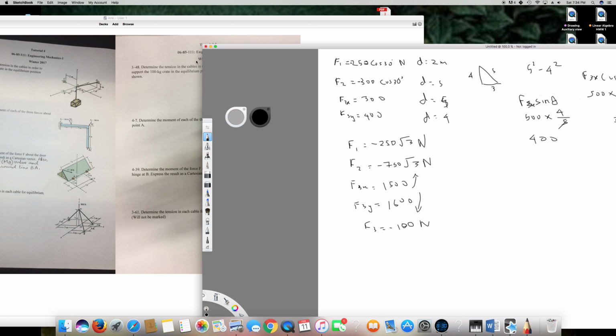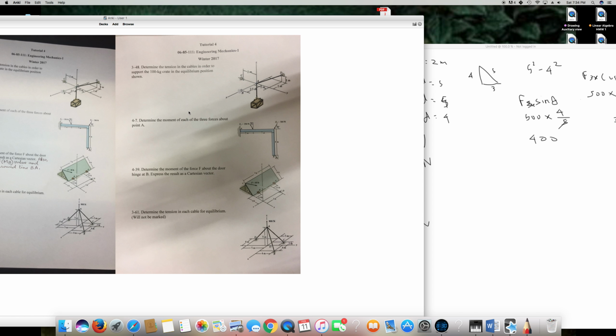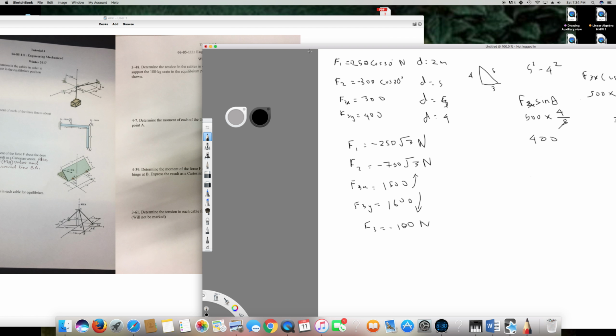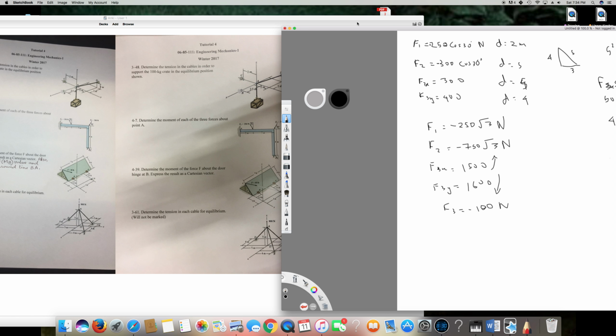And the next question, so let's make sure we are done. The second question is to determine the moment of each of the three forces about the point A. So we have found each of the forces, and that's it. Let's move to the next question.